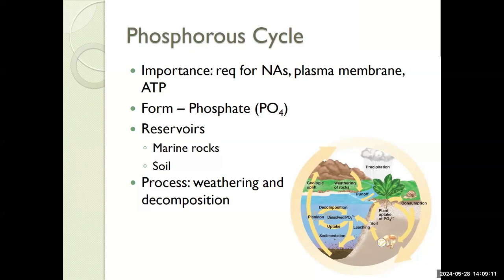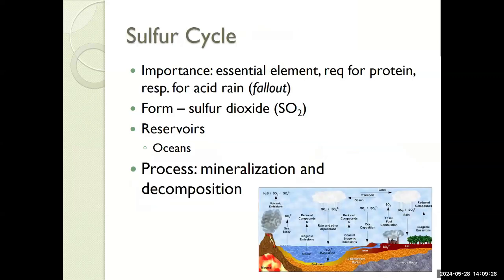Phosphorus is predominantly stored on our planet in soil and marine rock. And so the cycle of releasing phosphorus involves weathering and decomposition. The sulfur cycle is important because sulfur is an essential element for growth. It's a requirement for building proteins, but it also has a negative impact on our planet because sulfur is responsible for acid rain. This cycle involves mineralization and decomposition.